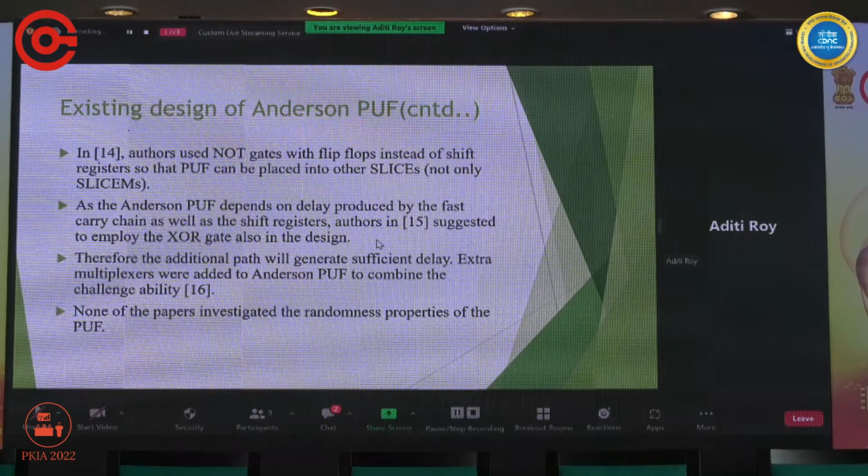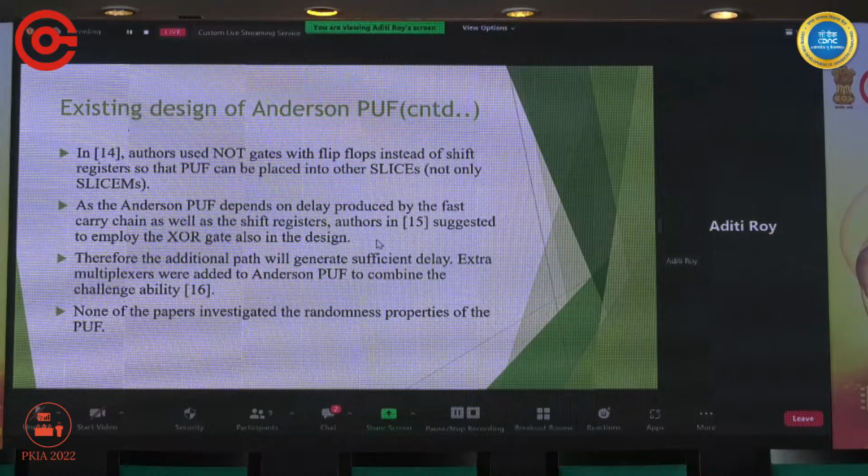So next, there are modifications on Anderson PUF, where in reference number 14, authors use NOT gates with flip-flops instead of shift register, so that PUF can be placed into other slices. Slices are the logic, the lookup tables in FPGAs having configuration logic blocks that consist of slices. So this Anderson PUF does not depend on delay produced by the fast carry chain as well as the shift register.